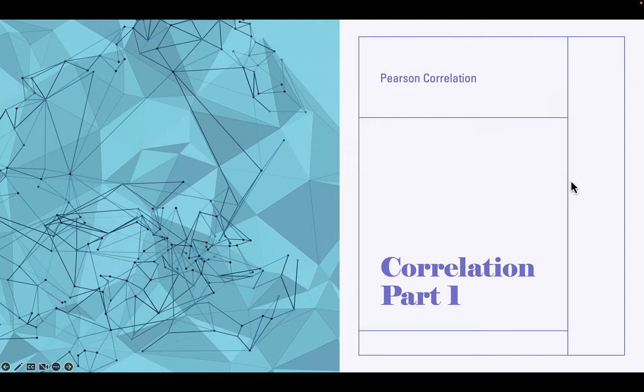Okay, this week we're going to be talking about correlation, and in this first part, we'll be reviewing Pearson correlation. In the second part, we'll be talking about Spearman's rho, and then in the third part, we'll be talking about the chi-square test for association.